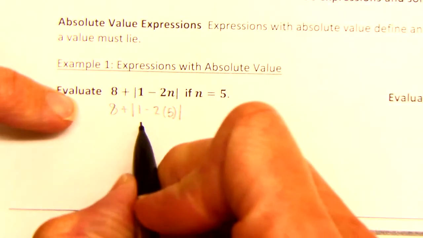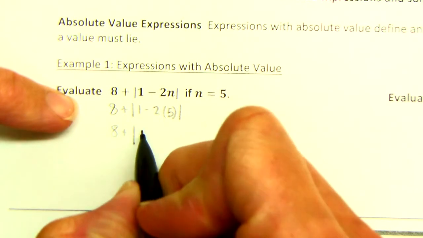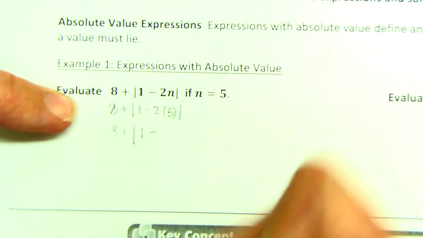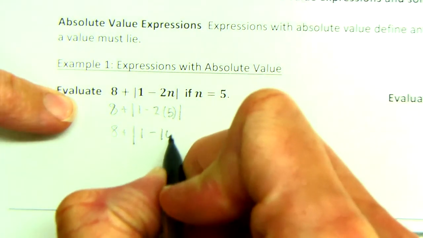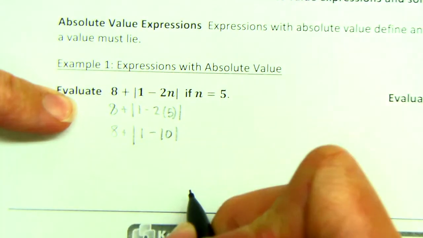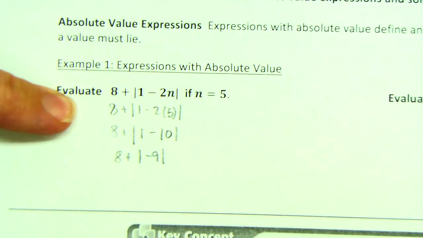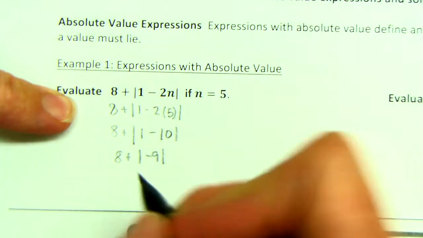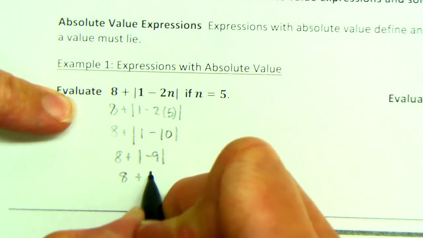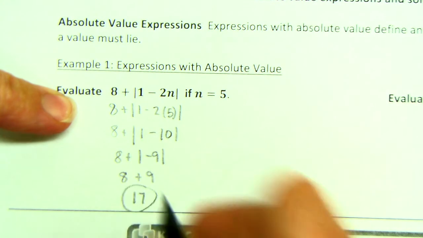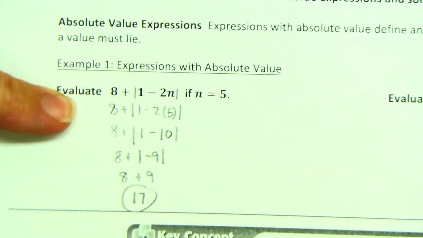Right here in this one, we've got 8 plus the absolute value of 1 minus 2 times 5. 2 times 5 is 10. Then 1 minus 10 in there is going to be a negative 9 value, but the absolute value of negative 9 is 9, so 8 plus 9 will be 17 for your overall value.